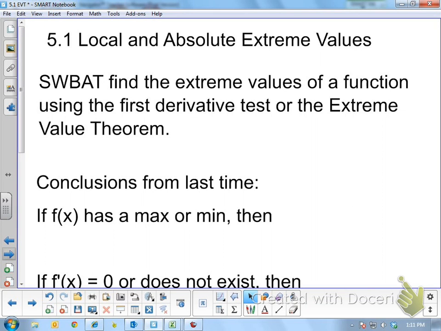So our goal today is to find the extreme values. Oh, I forgot to change the objective. Sorry, extreme values of a function using the extreme value theorem.